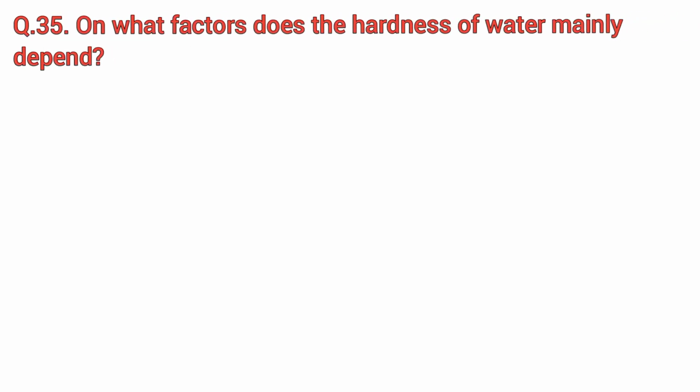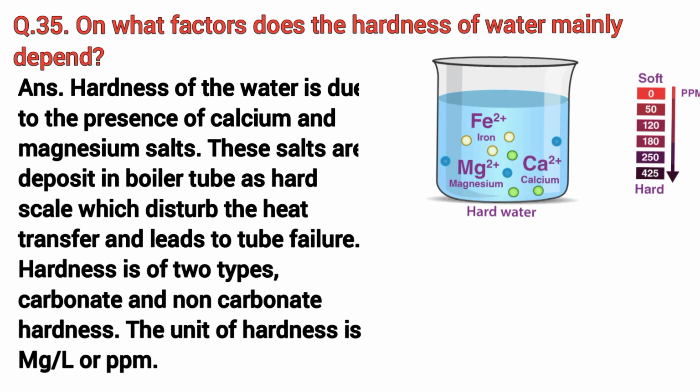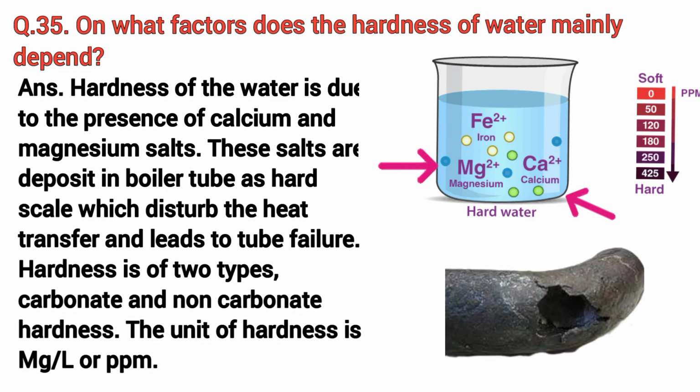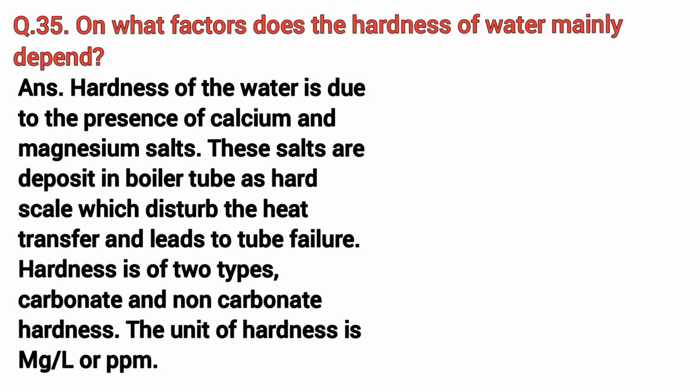On what factors does the hardness of water mainly depend? Hardness of the water is due to the presence of calcium and magnesium salts. These salts are deposited in boiler tube as hard scale, which disturbs the heat transfer and leads to tube failure. Hardness is of two types, carbonate and non-carbonate hardness. The unit of hardness is mg/L or ppm.